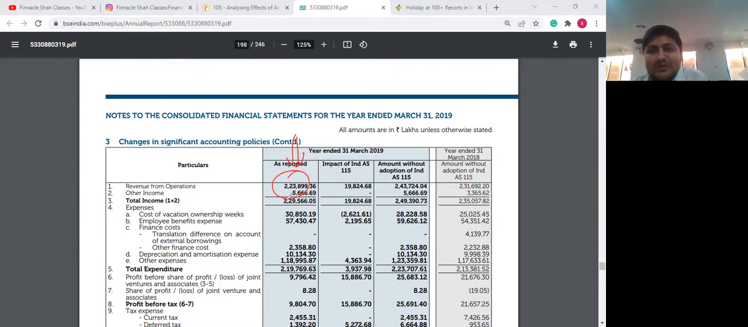And people who source these figures from secondary sources would have made a mistake thinking that this business has gone through a revenue deterioration, which is clearly not the case, because in fact, the revenues seem to have increased a lot.